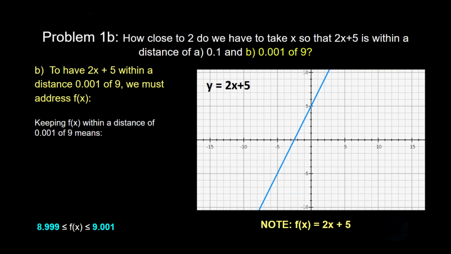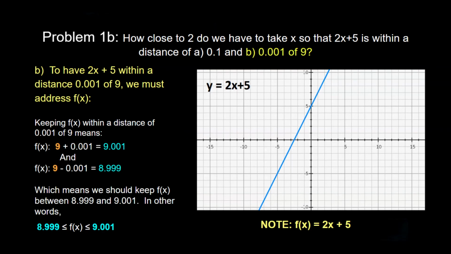Keeping f of x within a distance of 0.001 of 9 means, again, if we have 9 deviating to the right at plus 0.001, that gives us 9.001. If there's a deviation to the left, 9 minus 0.001, that'll give us 8.999. Which means we must keep f of x between 8.999 and 9.001. In other words, we have an inequality. 8.999 must be less than or equal to f of x, which is less than or equal to 9.001.